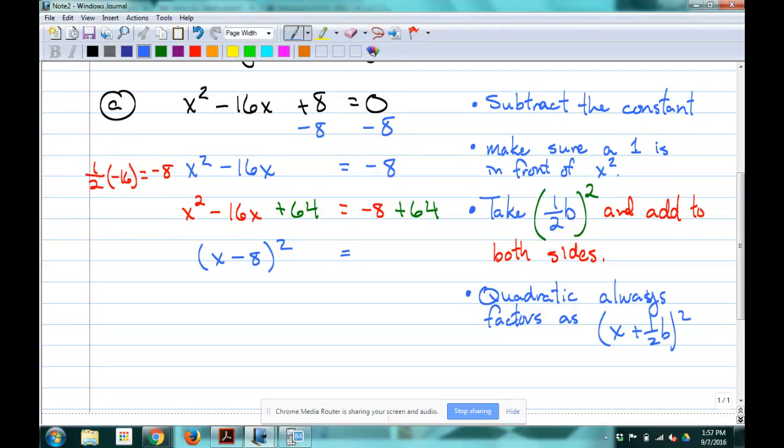Now, on the right-hand side, are these like terms, negative 8 and 64? Yeah, so put them together. That will be 56. All right. Now we have a problem that can be solved by square roots. This looks like what we did yesterday. We can take the square root of each side. And so the last thing you would do would be solve by square roots.